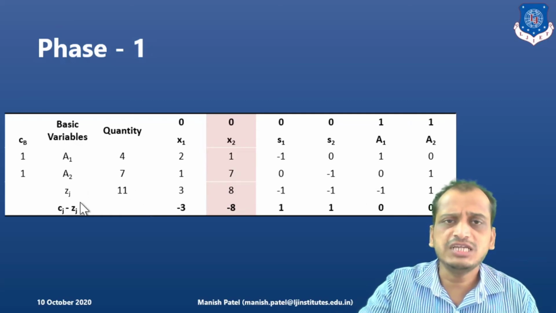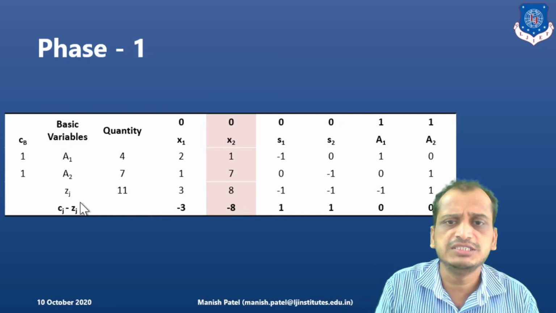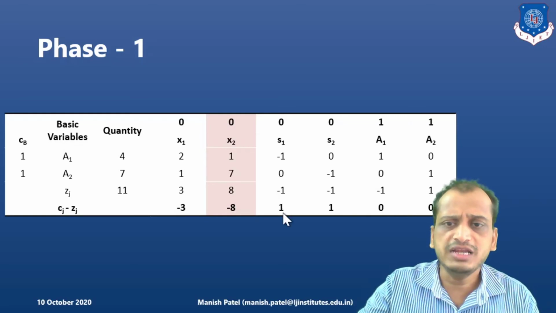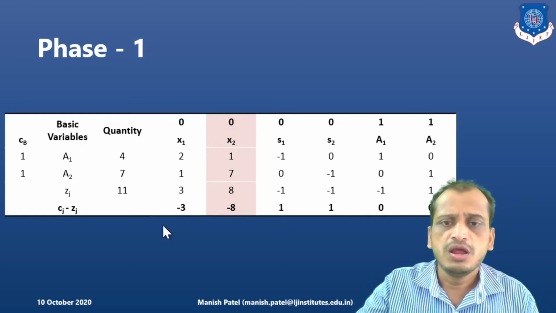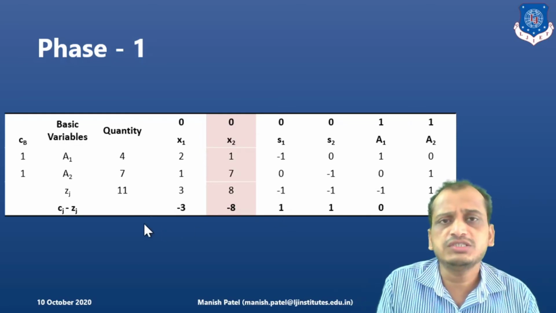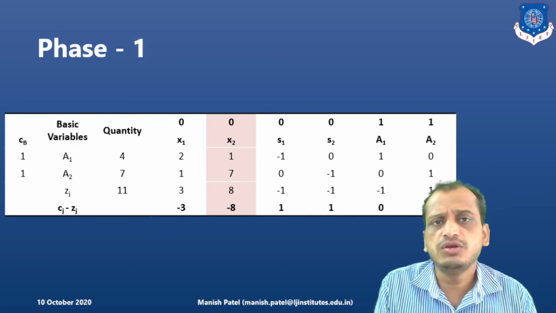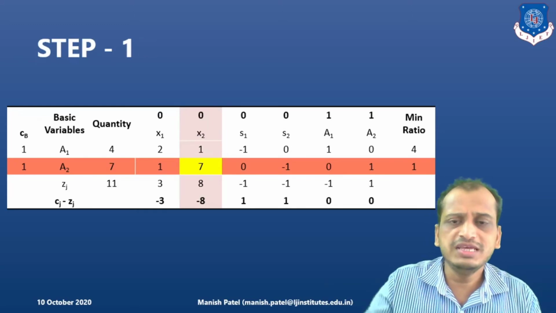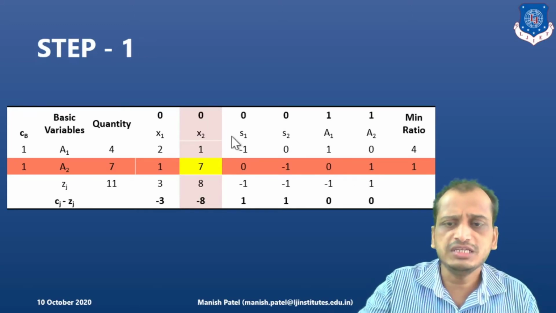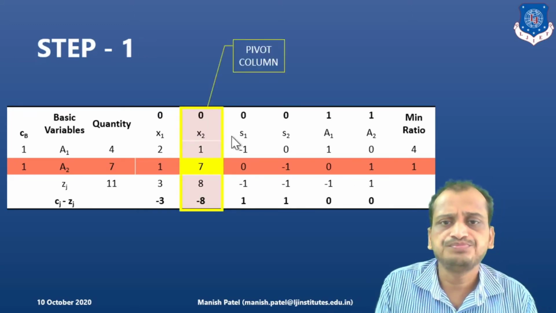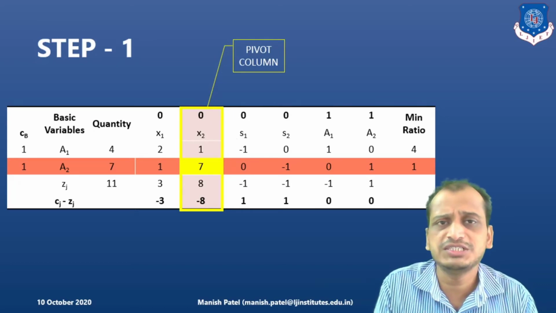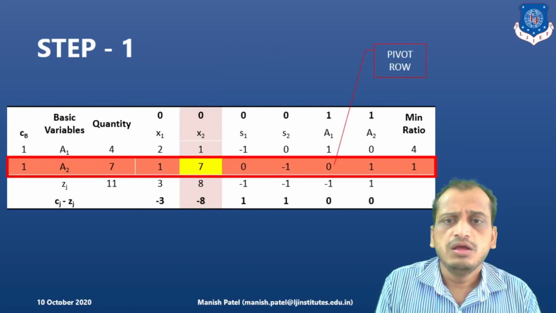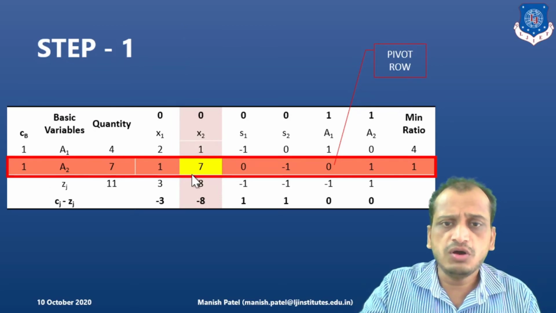Now what is the next step? We find Cj minus Zj. That is 0 minus 3, that is minus 3. 0 minus 8 is minus 8. 0 minus minus 1 is 1, and accordingly. Now since this is the case of minimization, we will look at the least negative. What is the least negative one? That is minus 8. So that is our pivot column. Clear? Because it is a minimization case. Then we will divide the quantity column by this pivot column.